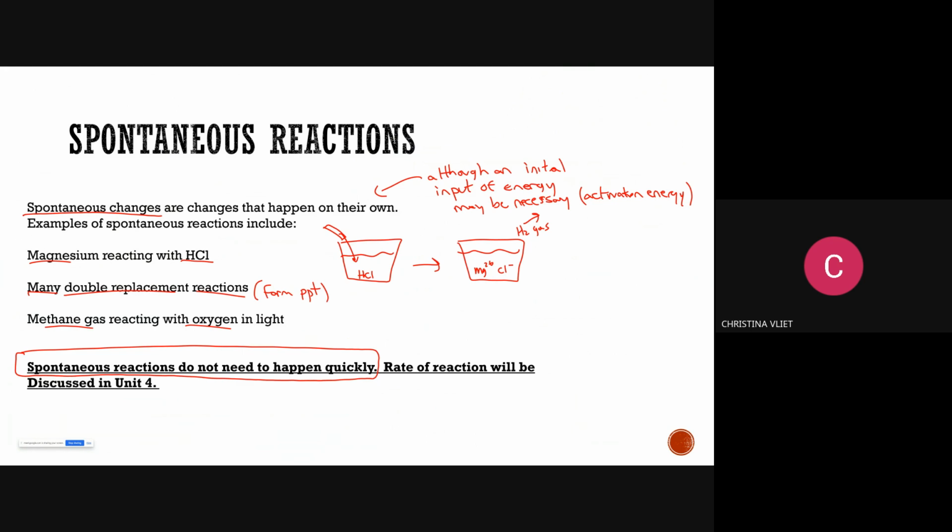Yes. What wouldn't be spontaneous? I would say thermal decomposition. The reason thermal decomposition is not spontaneous is that as soon as you take the heat away, it will no longer happen. So it doesn't just require a spark, it requires a high amount of energy for it to continually go on.